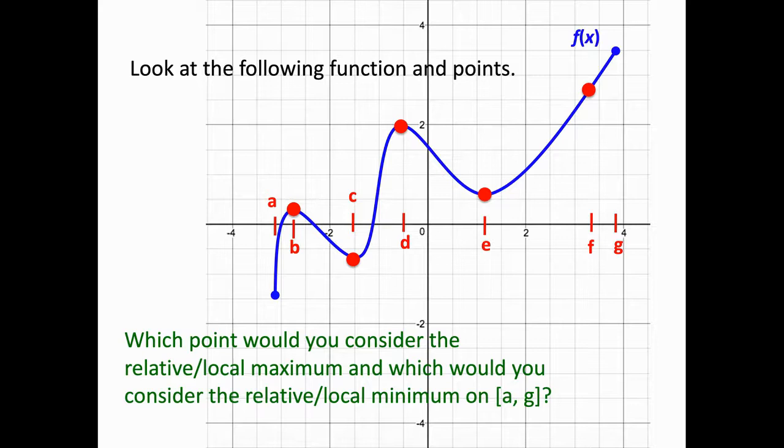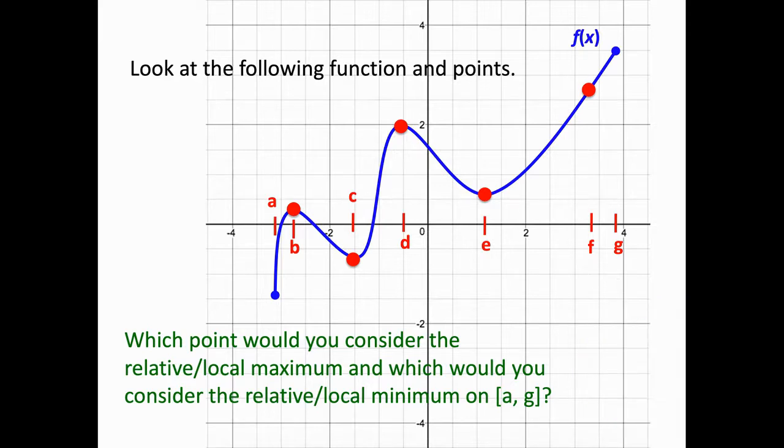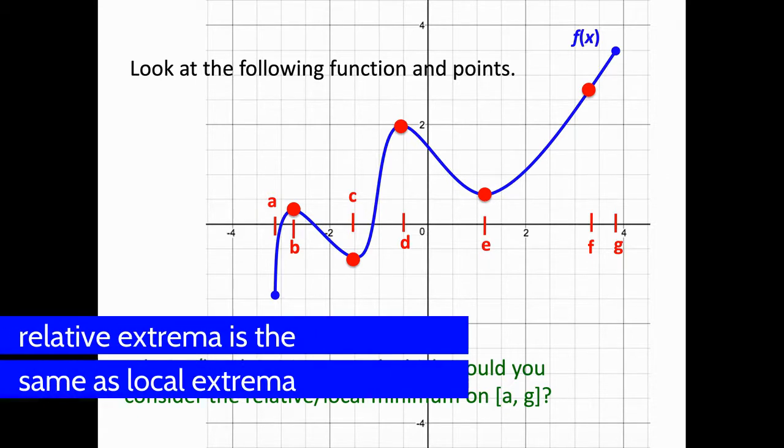So what would you consider to be a relative, or what can also be called a local maximum? And also, what do you think could be a local or relative minimum on the closed interval? Hopefully you look at points B, C, D, and E as local extrema. B and D would be considered local maxes, and C and E would be considered local minimums. Now, you can also call them relative. So the idea of relative and local imply the same thing, it's just a different word.